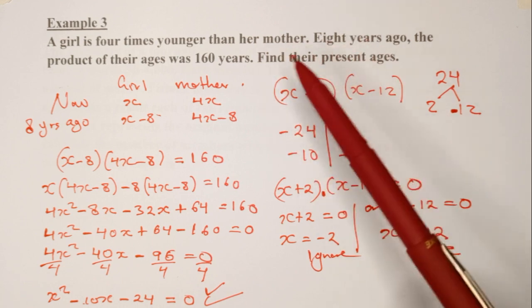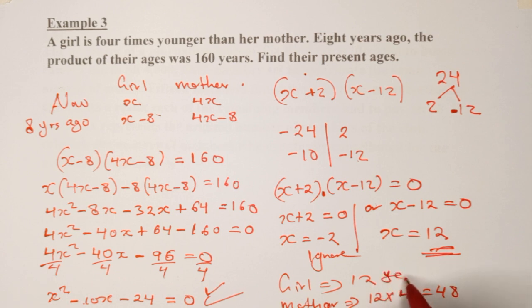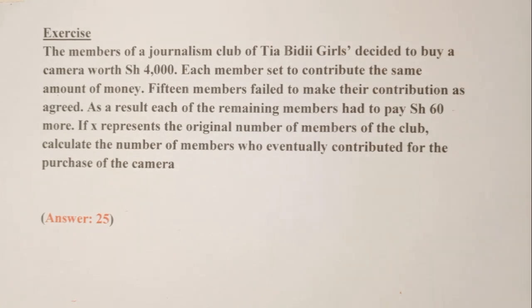So we are being told to find their present ages. So now the girl is x, so the girl is 12. Then the mother will be 12 times 4, which is 48. So the girl is 12 years and the mother is 48 years. So that is how we form and solve quadratic equations. You can try this one in your free time.